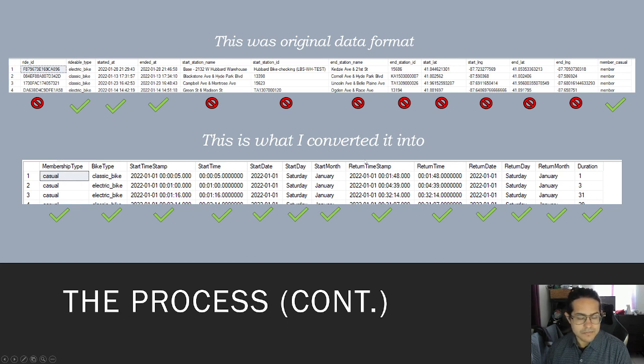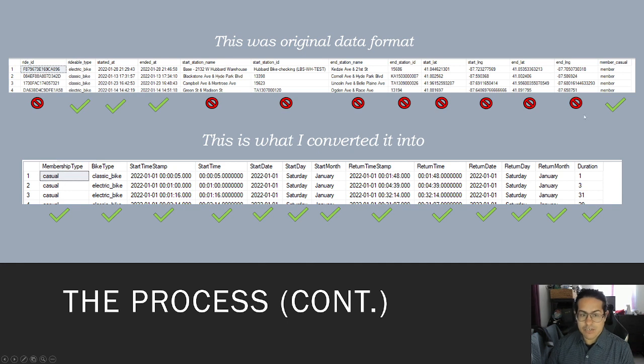return timestamp and the start timestamp to create a duration of the ride. This was done in minutes, rounded down. So if we take a look at the first timestamp, it was 0 minutes and 5 seconds. And it was returned at 1 minute and 48 seconds. So the total duration was approximately 1 minute and 43 seconds, which we rounded down to 1 minute.